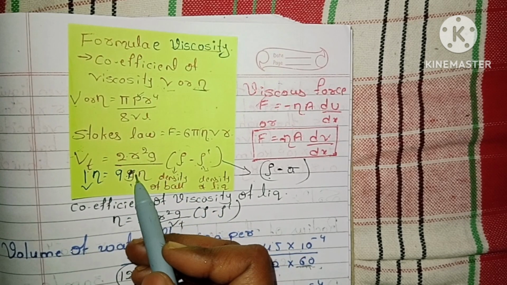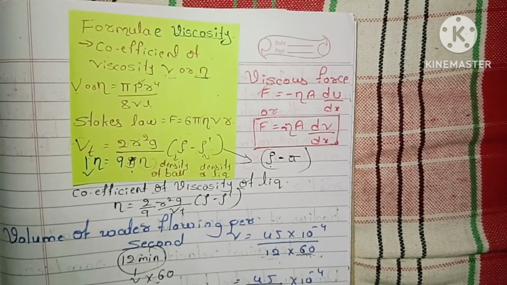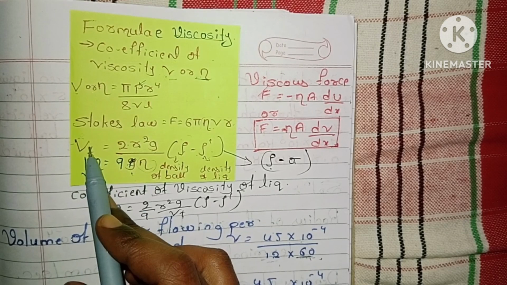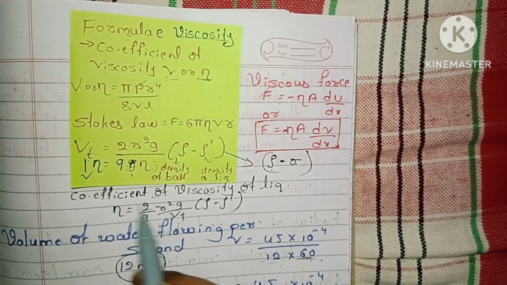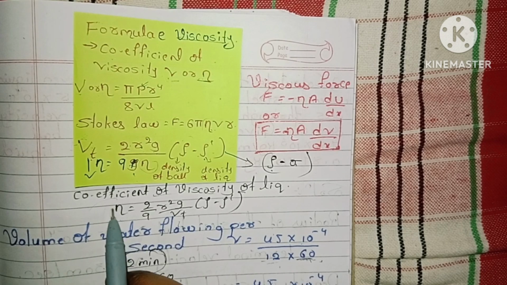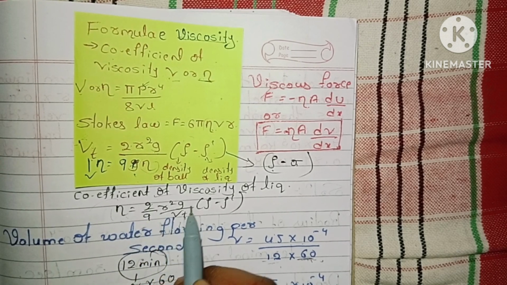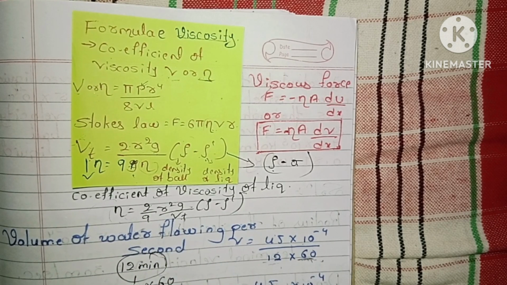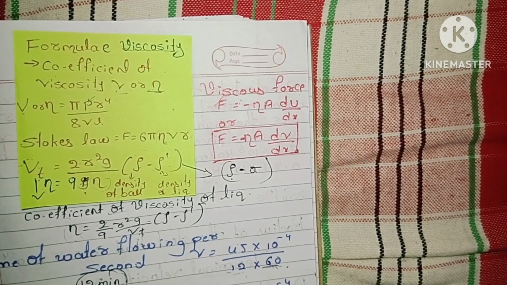So if I want the coefficient of viscosity of a liquid, how to write that? Just take Vt to the denominator and eta to the LHS of your equation. So that will be eta is equal to 2 by 9 r square g upon Vt, into rho minus rho dash.